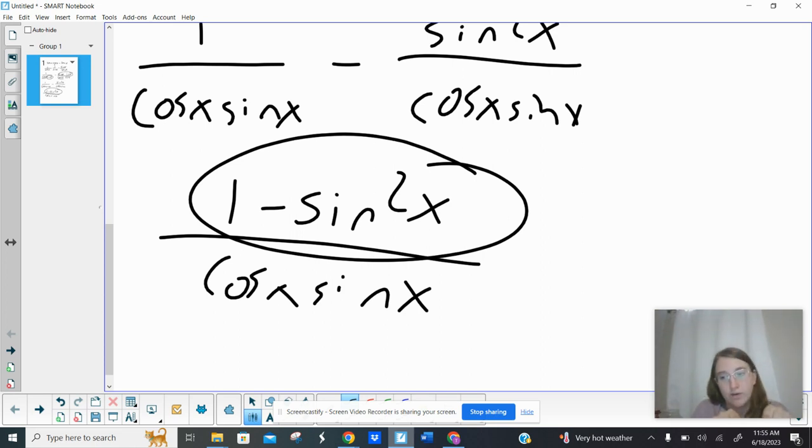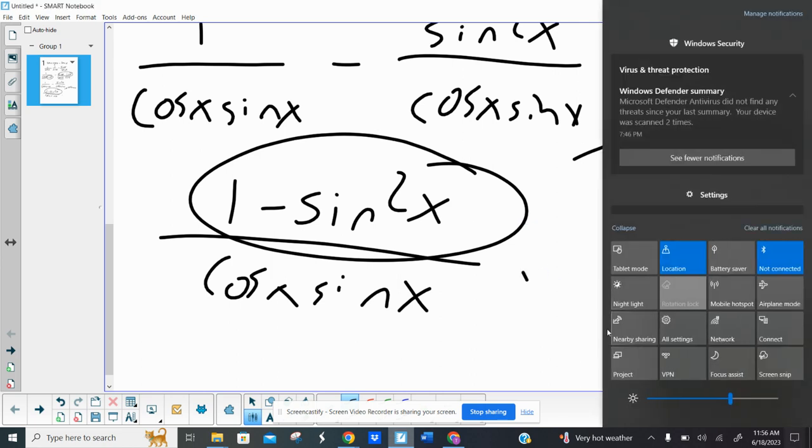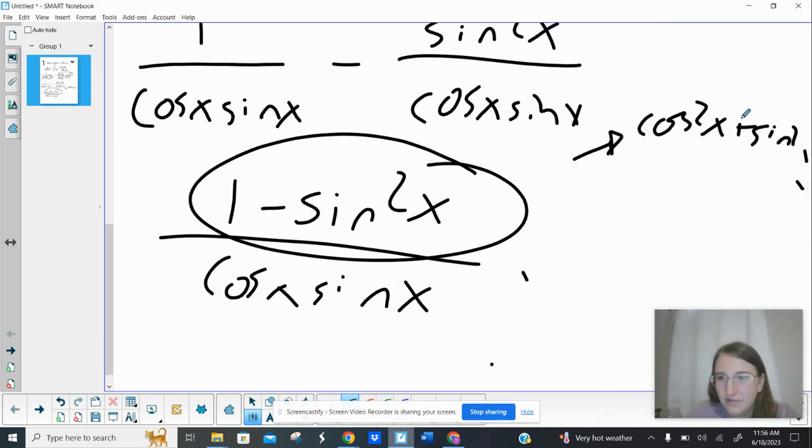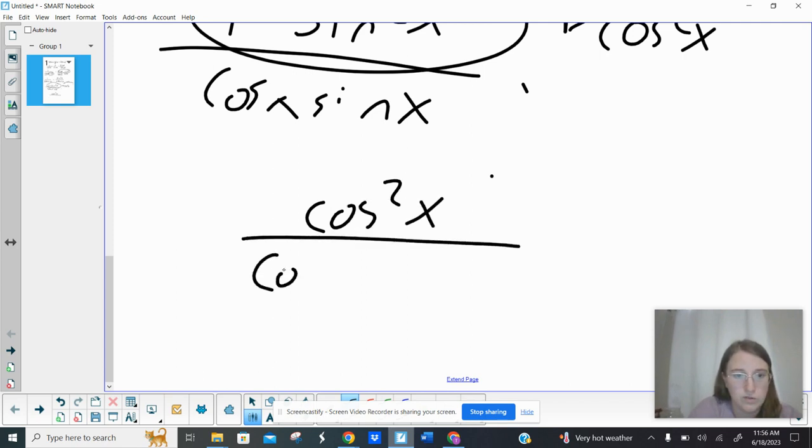This is one of those Pythagorean identities, and this comes from cosine squared x plus sine squared x equals 1. So 1 minus sine squared x actually equals cosine squared x. Again, if you look at that Pythagorean identity, that's where that comes from. So we've got cosine squared x over cosine x sine x.